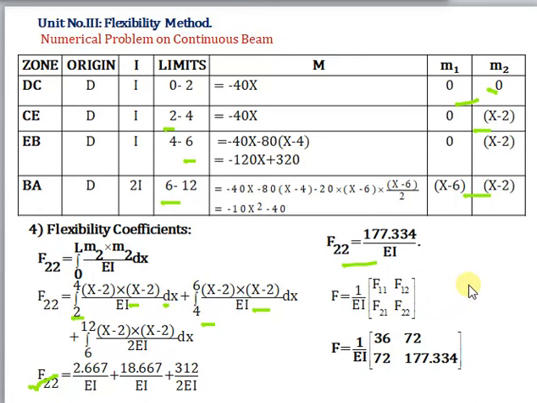Okay, so our flexibility matrix F is equal to, now take EI, which is constant for each coefficient, take 1 upon EI outside, so put the values of f11, f12, f21 and f22: 36, 72, 72 and 177.334. So the off-diagonal coefficients are the same. Okay, so this is nothing but your flexibility matrix.